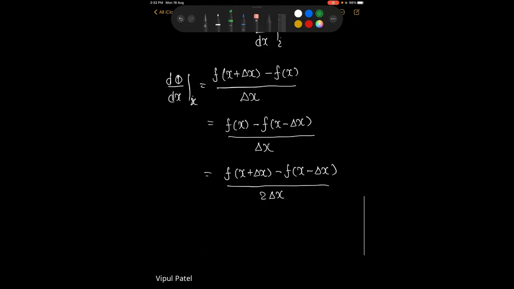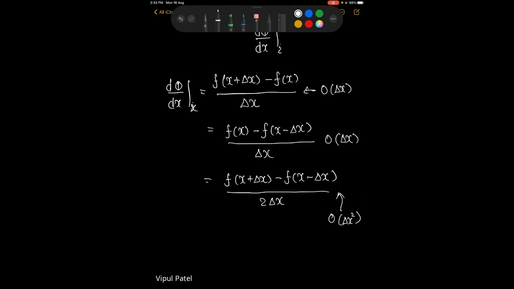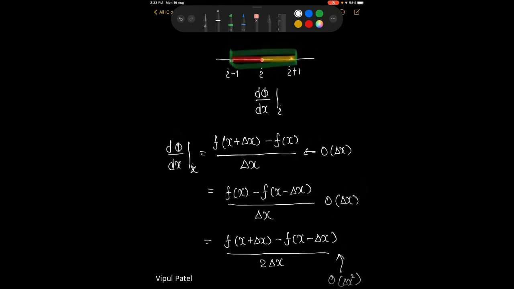And again, if I recall the order of accuracy of each of these formulations, I know that the order of accuracy of this formulation is first order, that is delta x. Here also you have first order accuracy, but in this particular case you have second order accuracy. So this is more accurate as compared to the previous ones. Now based on this analysis, you can name these formulations.